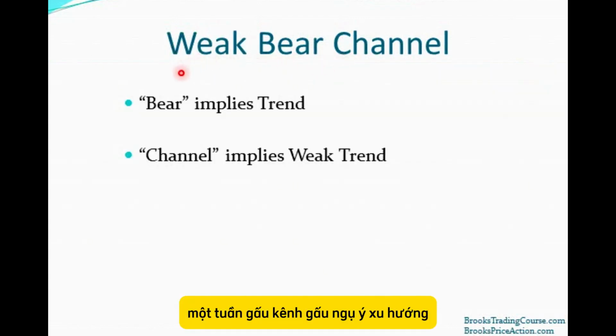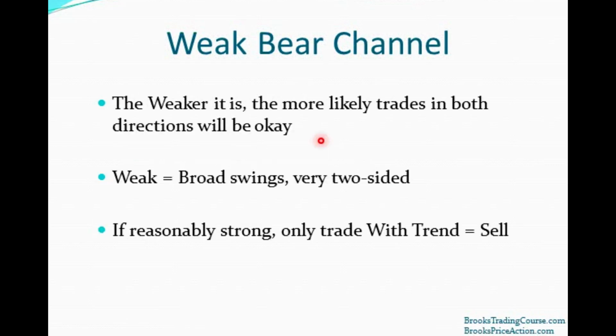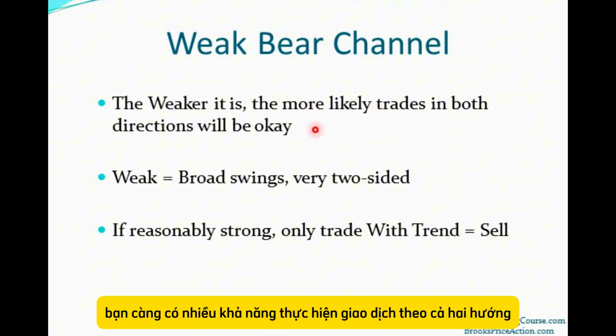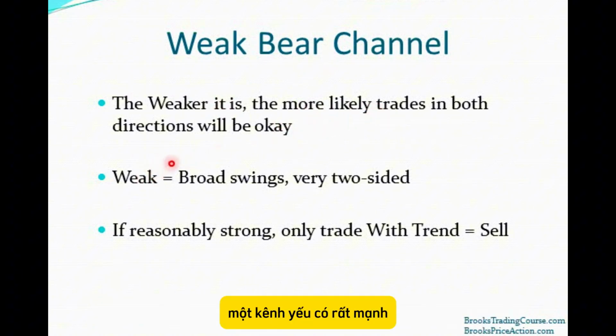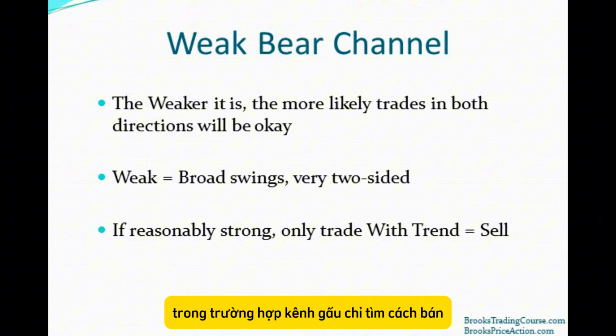A weak bear channel. Bear implies trend. Channel implies a weak trend in contrast to a spike or a breakout. Again, the weaker it is, the more likely you can take trades in both directions. A weak channel has very strong, very broad swings, very two-sided market. If the channel instead is reasonably strong and very tight, very small pullbacks, only trade in the direction of the trend. In the case of a bear channel, only look to sell.